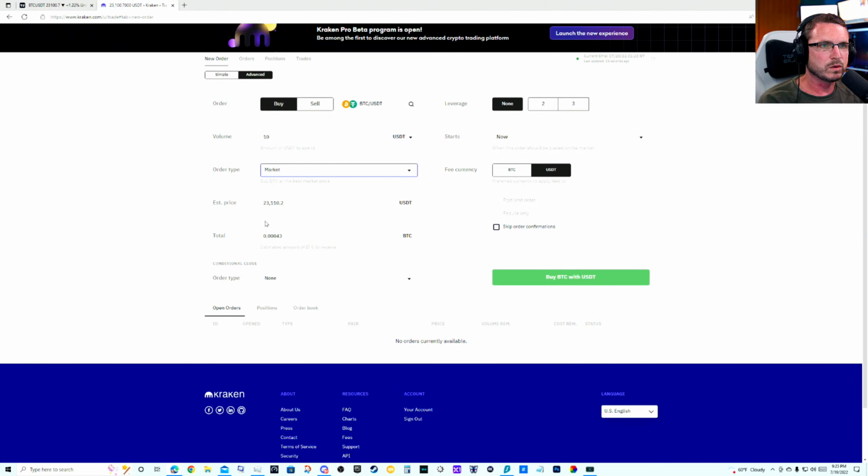This is like the estimated cost. And then you have a couple options here under leverage. Leverage meaning how much do you want to multiply your $10 by? So let's say you have $10 and you want to turn it into $20. You can borrow the money from the exchange, and now you've got $20, $30, $40, $50. You get the idea.